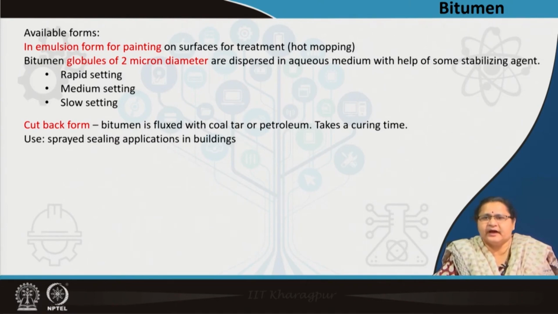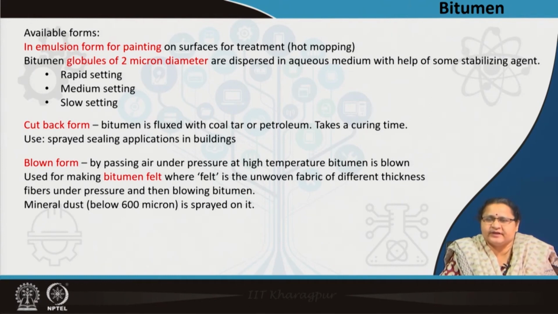Then we have cut back bitumen, which is fluxed with coal tar or petroleum. This takes time for curing, but it is used for sealing applications. You can use cut back bitumen for sealing joints, sealing cracks. Now, this cutter is actually the coal tar or the petroleum, and hence it is called cut back.